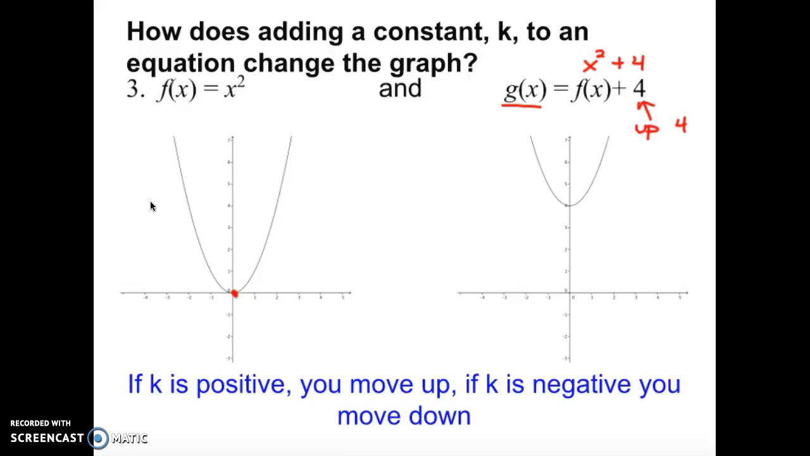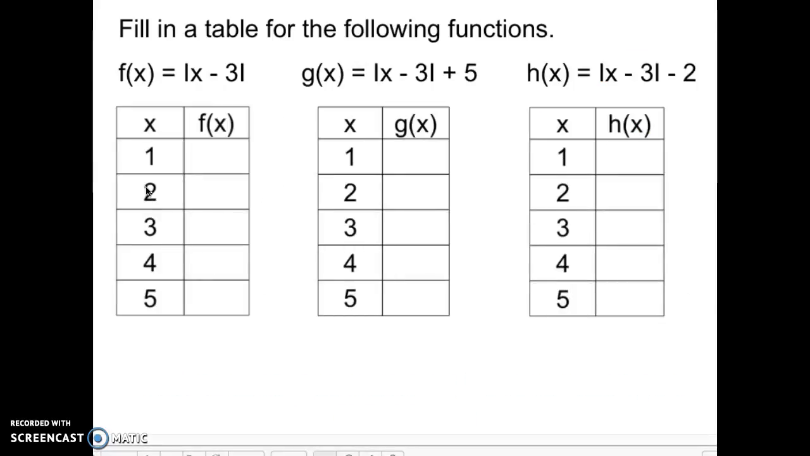So in general, when you have a number at the end, we'll call k, you move up if k is positive. You move down if k is negative. But that's all. The graph doesn't change. It'll look the same. It's just getting shifted up or down. The only thing that changes on the graph are the y values. They get moved up or down. Okay, that's the only notes that you're going to need on that part of the foldable.